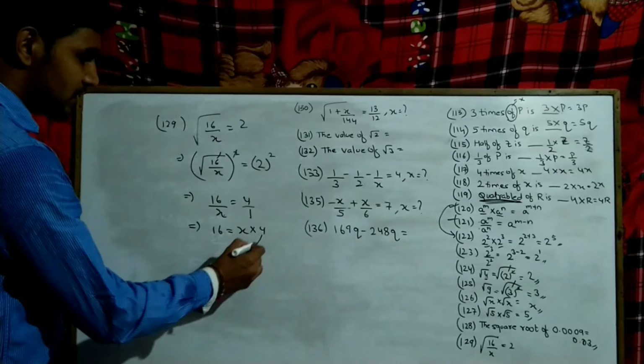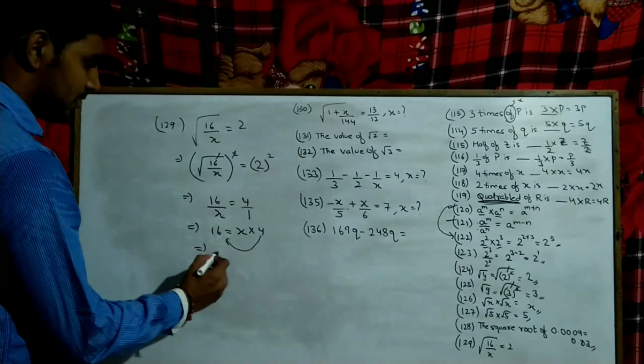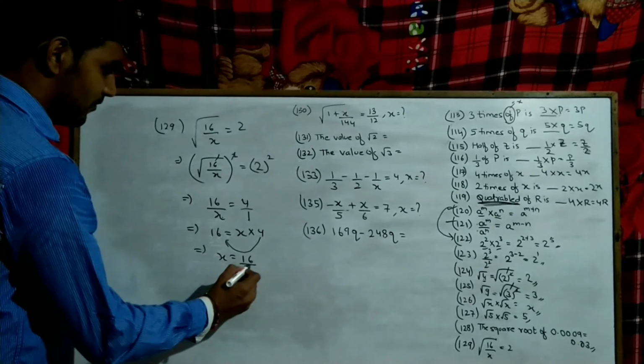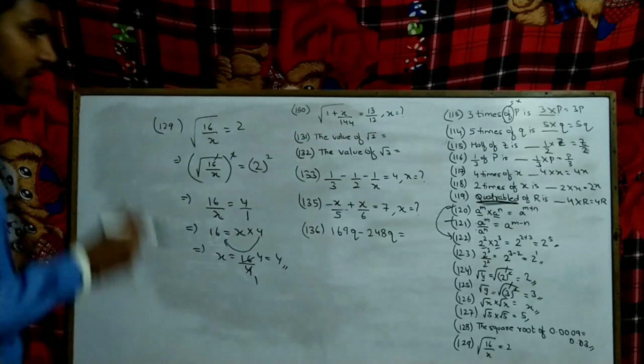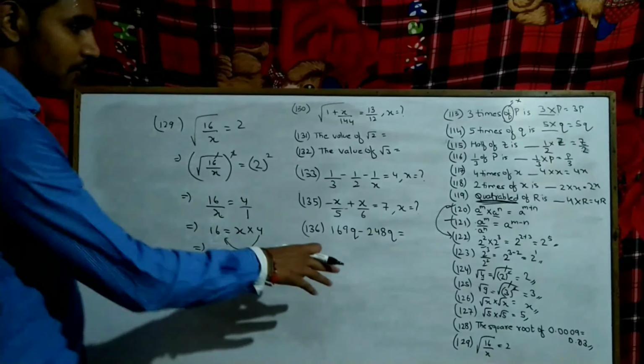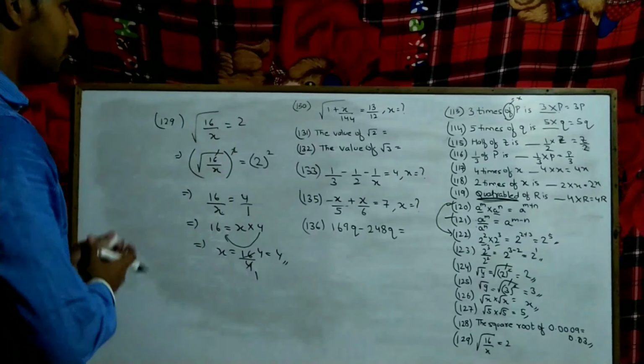Now this multiplication part, when it goes to that side, becomes division. So x is equal to 16 by 4. So 4 times 4 is 16. So 4 is the answer. Okay. Is it clear to everyone how to do 129? Now let's go to 130.